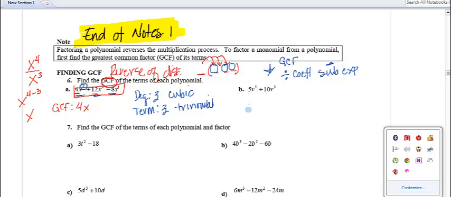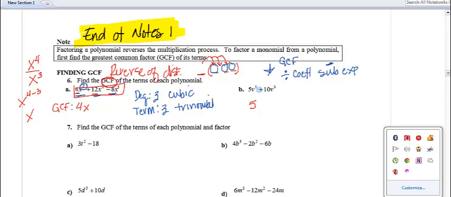Let's take a look at B. We'll go a little quicker on this one because we don't want to spend too much time with this. But looking at B here, we've got 5v to the 5th power, and we've got 10v cubed. Again, look at the numbers. The largest number that we can divide out of both of these seems to be a 5. So we can take 5 and divide 5 by 5, and we can divide 10 by 5 evenly.